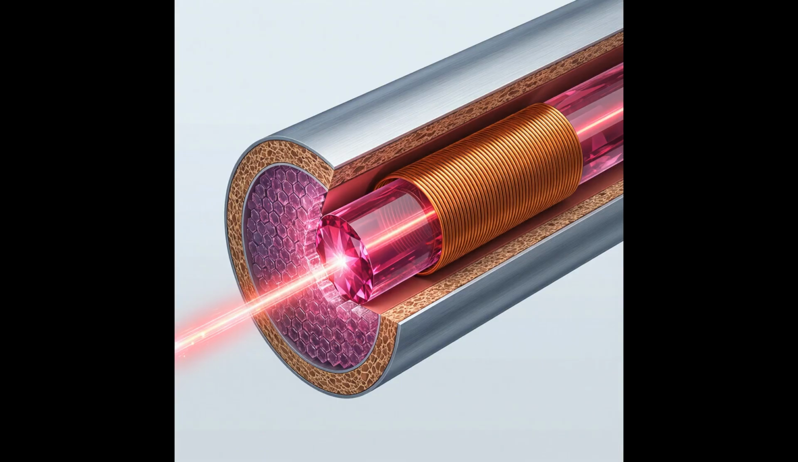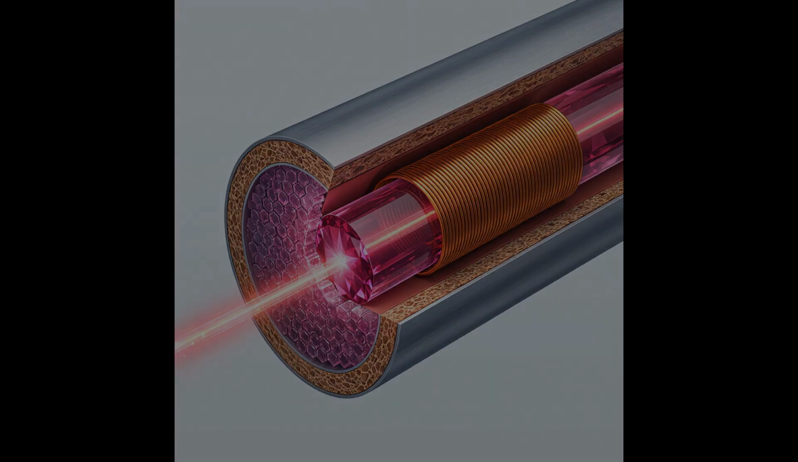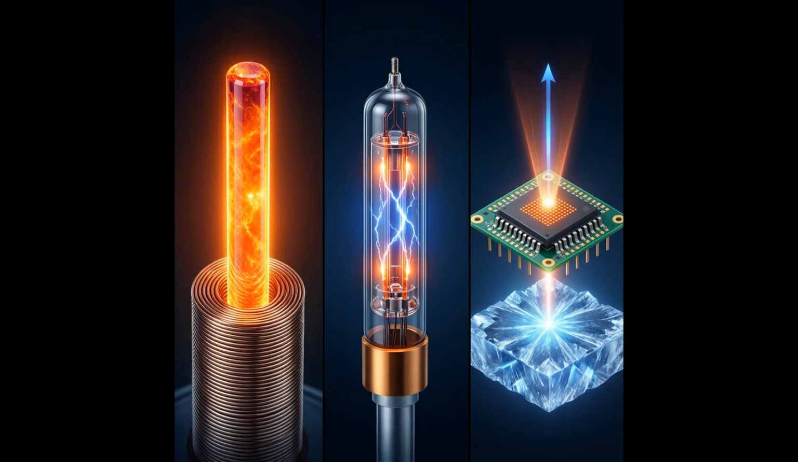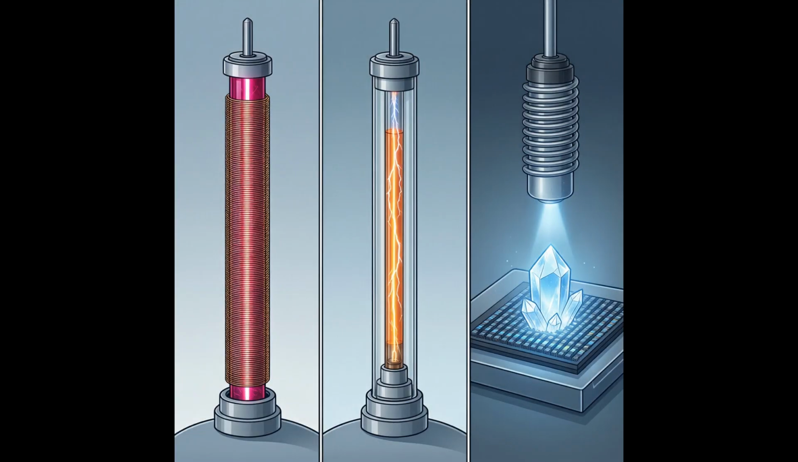Achieving population inversion requires an external energy source to actively drive electrons into excited states against their natural tendency to relax. This process is known as optical pumping, where photons from a flash lamp or laser diode are absorbed by the gain medium atoms. For instance, ruby lasers utilize high-intensity flash lamps that emit broad-spectrum light to excite chromium ions within the crystal lattice.